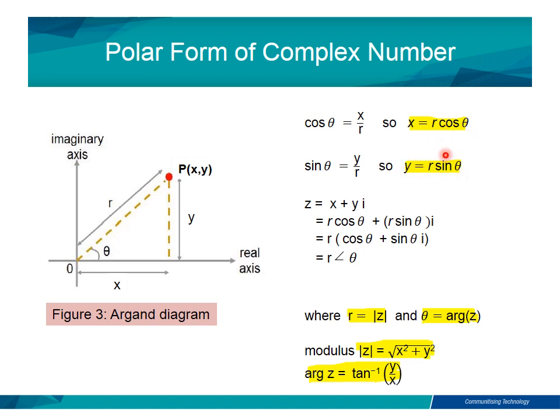Then we replace this value into the complex number. So x equals r cos theta, y equals r sin theta. Don't forget to put i here. So what is r? r equals modulus z. Modulus z equals the square root of x squared plus y squared. This is how to find the modulus z.